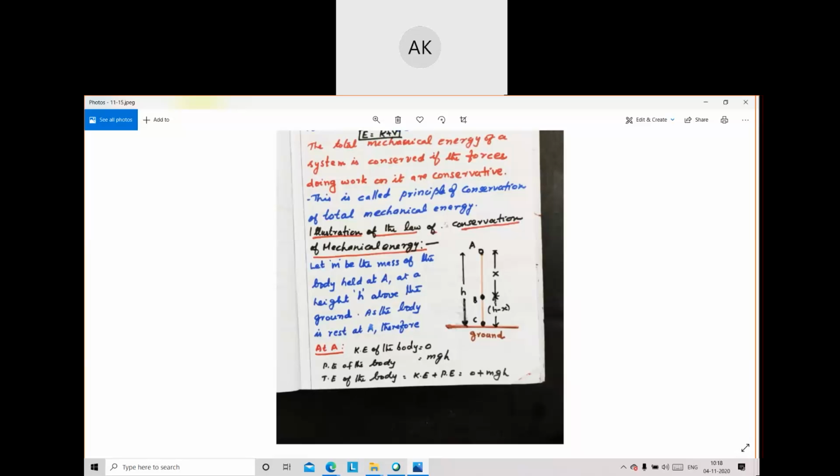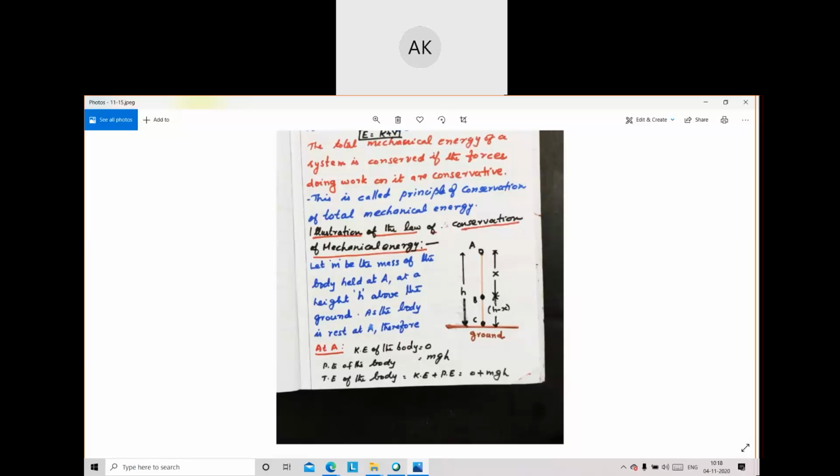That I will ask Aisha. Aisha, tell. How will you calculate kinetic energy of the body when it is at B? It already traveled the distance x downwards. How will you calculate kinetic energy? V square, final velocity, how will you find? Aisha, are you there? No answer. Akshaya. Yes, ma'am. Okay, Akshaya, tell.